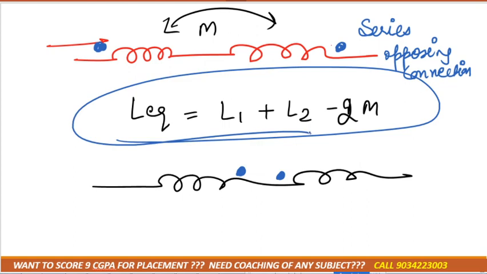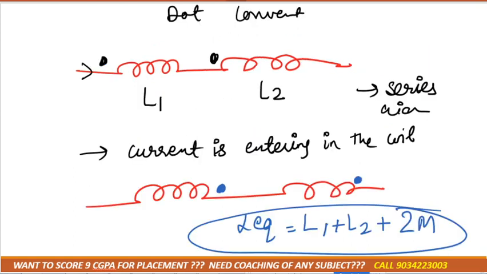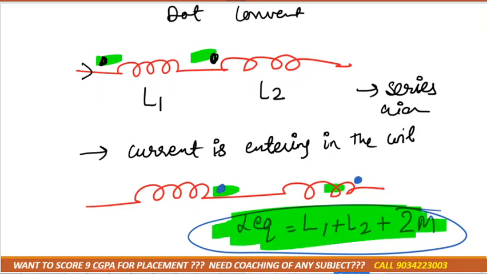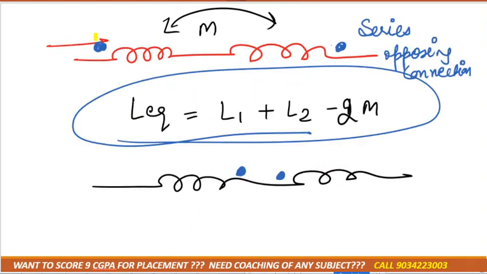So in both cases the formula is this one. If both the dots are at the same side, either entering or leaving, then L equivalent is this one. If the currents are at opposite sides, one entering and one leaving, then it would be the negative sign. Got it?